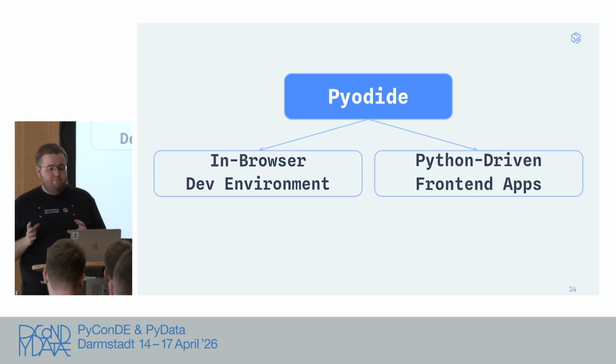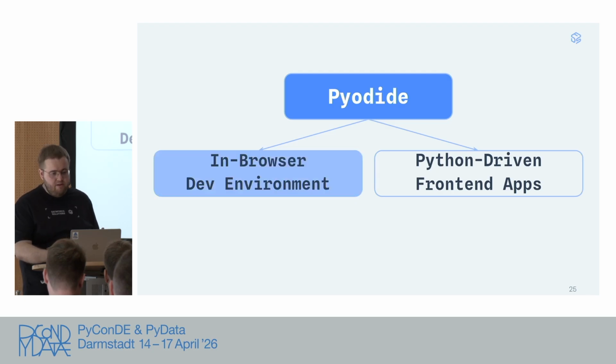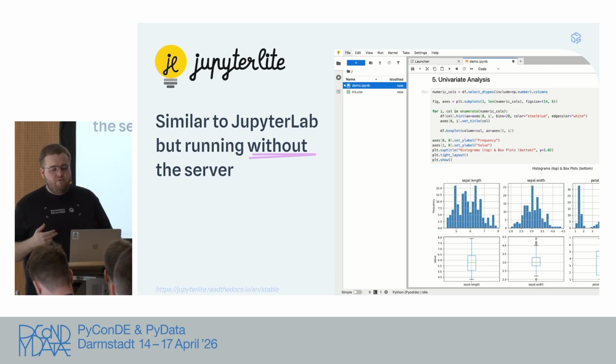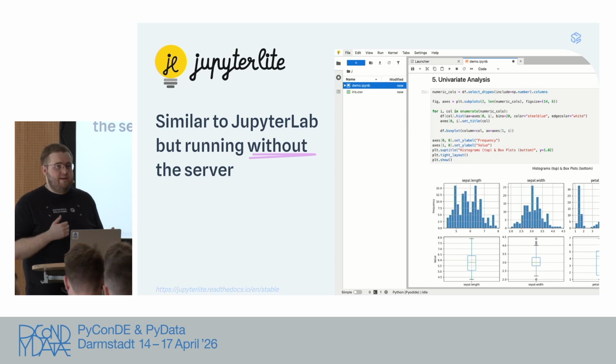In a nutshell, two main types of use cases are in-browser dev environments and Python-driven front-end applications. So let's start with the first one. The best example that would fall into this category is JupyterLite. It's basically JupyterLab running in the browser without the backend server. It has the same front-end, the same UI, even supports some of the extensions, but it uses Pyodide instead of the regular Jupyter kernel. From the user's perspective, everything stays mostly the same, and in fact, if you were given a JupyterLite instance instead of the normal JupyterLab, there is a high chance you wouldn't immediately notice that something is different.